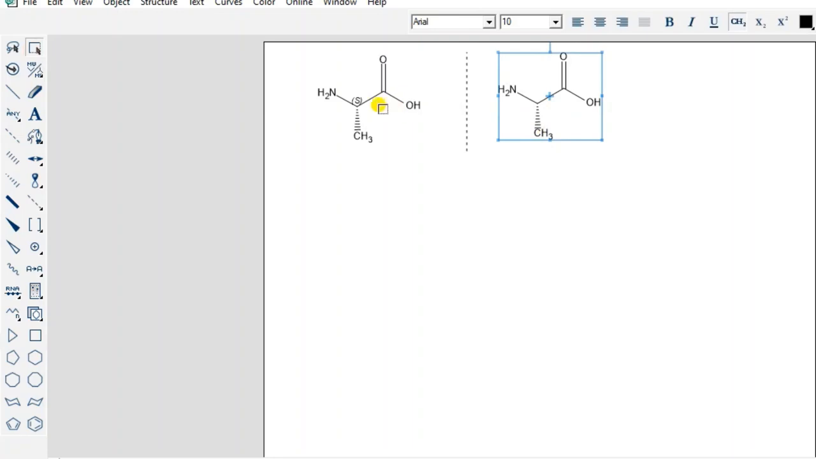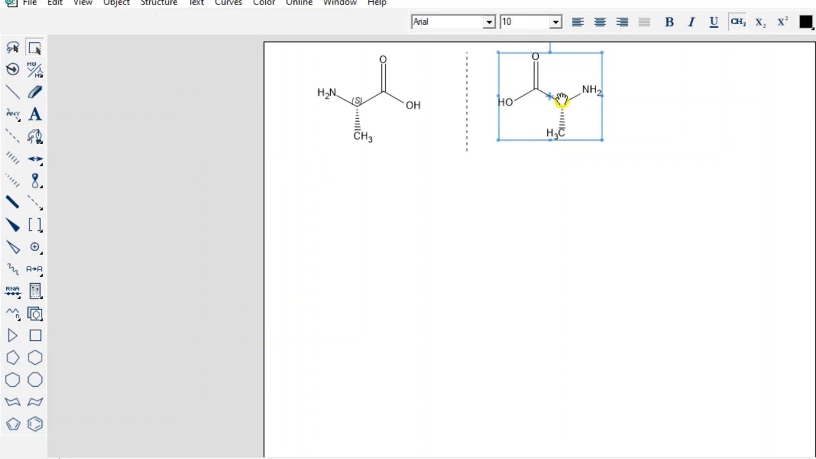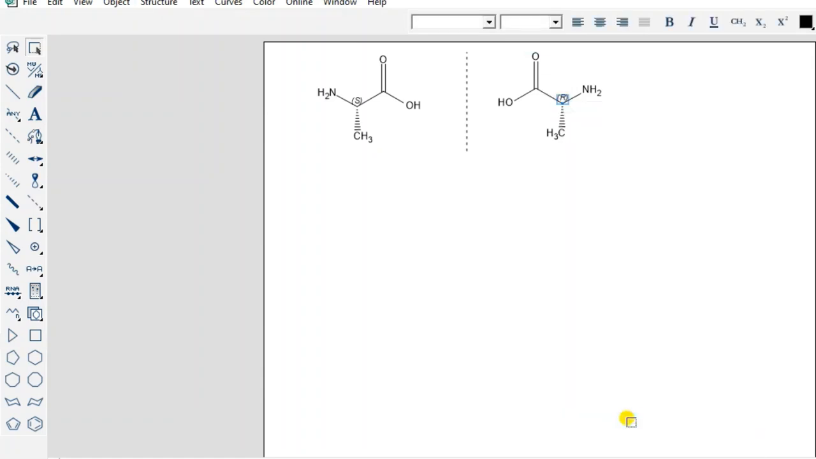If I have to change this S enantiomer into the R enantiomer, what will I do? I will click on the object and flip it horizontally, Shift Control H. Then I will find its stereochemistry, and you will see that it will be R. So this is how we can find the RS notation of a particular molecule.